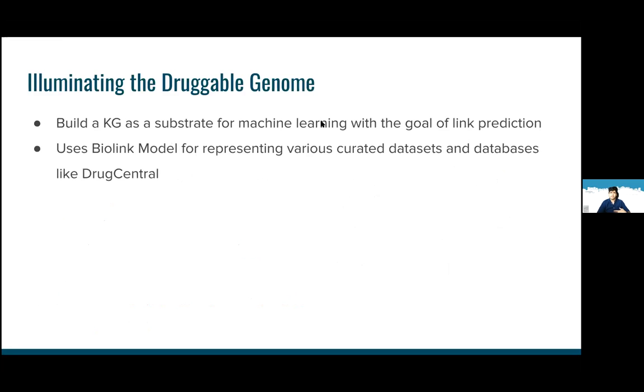The next is the Illuminating the Druggable Genome project, where we build a KG with specific datasets that are curated from papers and databases like Drug Central. The end goal is that we want to use this graph for graph-based machine learning, with the goal of link prediction for predicting new drug targets.